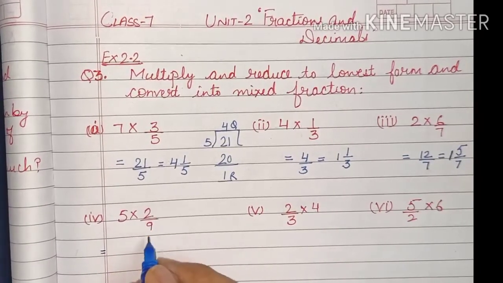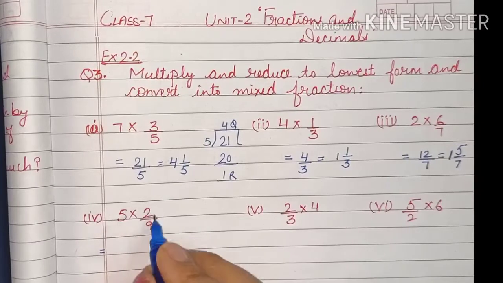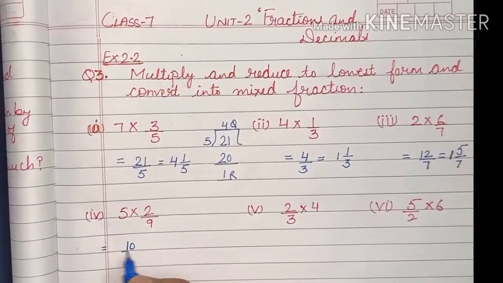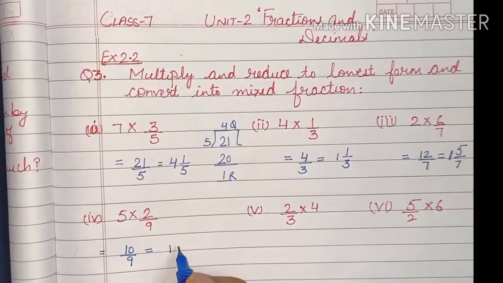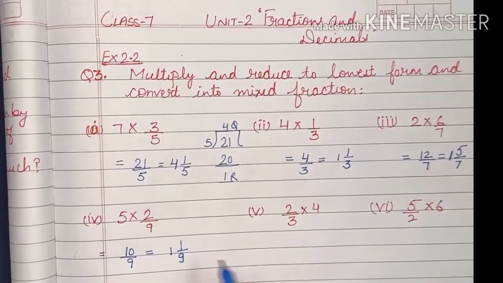Let's see the fourth part. It is 5 multiply 2 upon 9. 5 2s are 10, 10 upon 9. And its mixed fraction will be 1 and 1 upon 9.